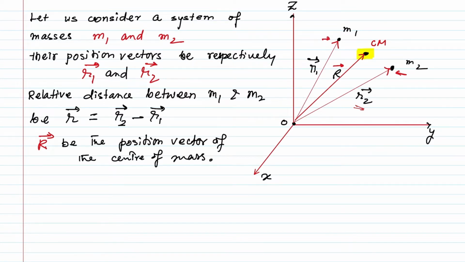Now the potential energy of the system, suppose V, must be a function of r, because you know potential energy depends on position. That's why V(r) is the potential energy of the system.